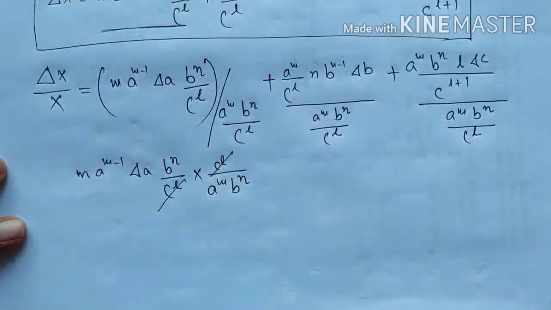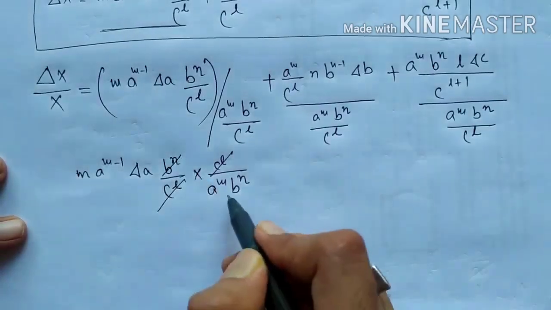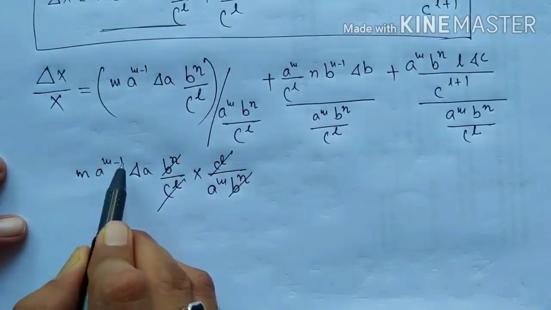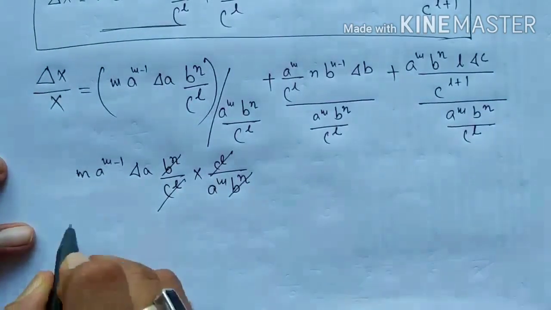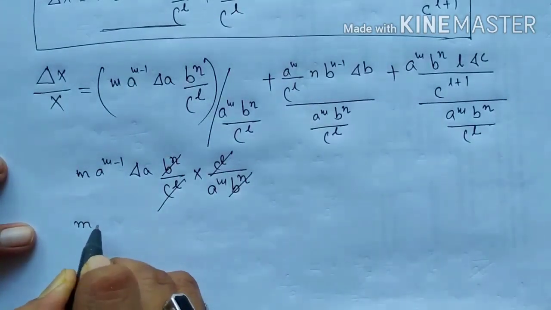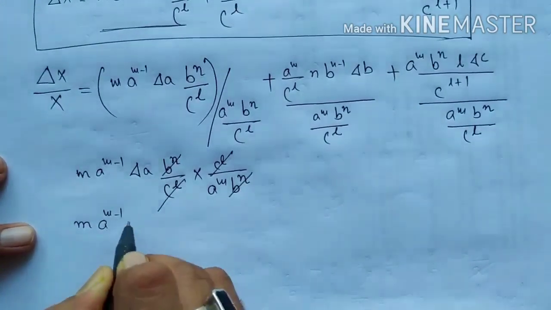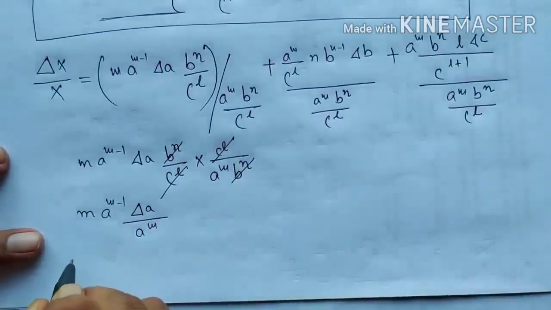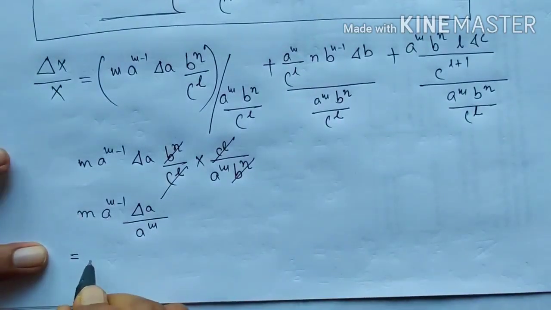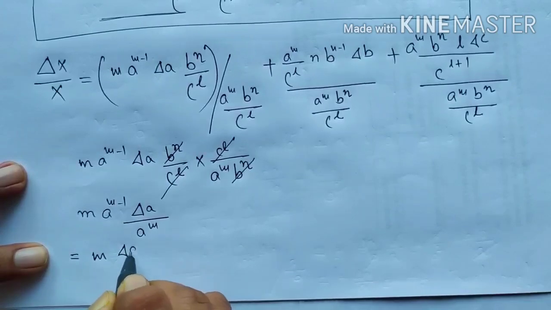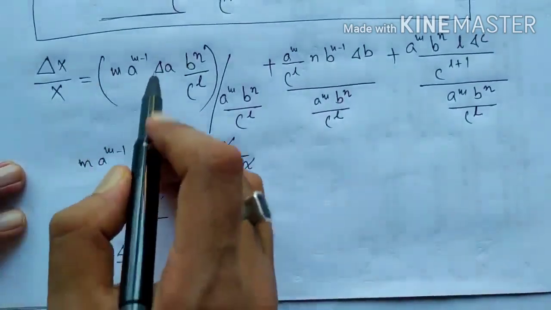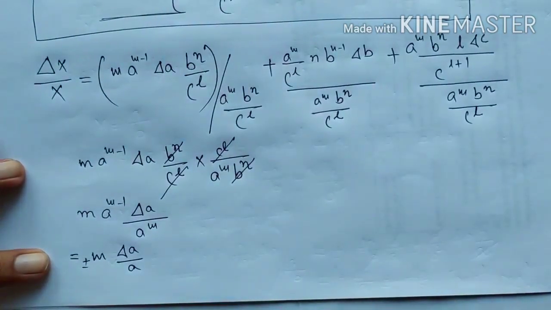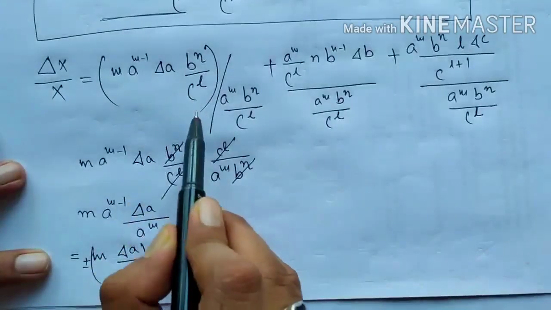So now this term got cancelled with this one. B to the power n got cancelled with b to the power n. So a to the power m minus 1 divided by a to the power m. So what we are left off with is a to the power m minus 1 delta a divided by a to the power m. So ultimately it will be m delta a by a, and there is a plus minus sign because there is delta a. So this is what we have got from the very first term.